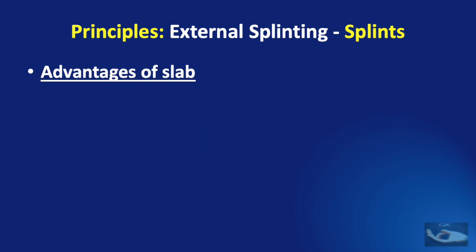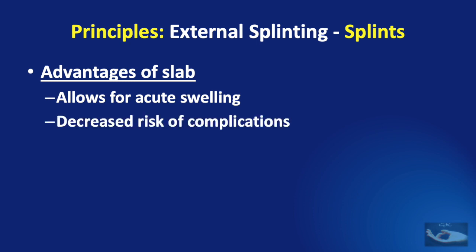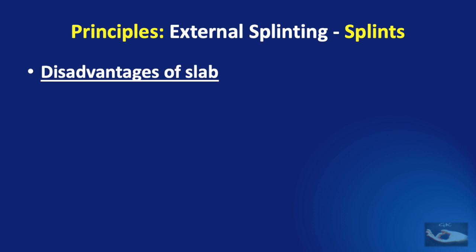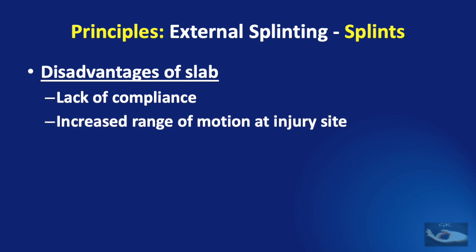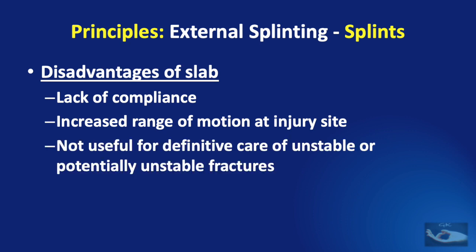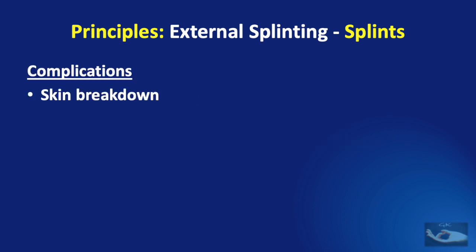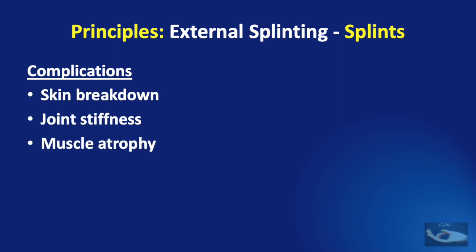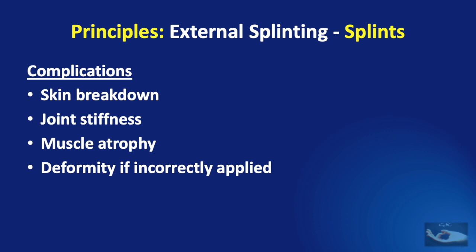The advantages of using a slab are: it allows for acute swelling, decreased risk of complications, and a faster and easier application. And the disadvantages of using a slab are lack of compliance, increased range of motion at the injury site. This is because there is a splint only on one side and the other side is only covered with bandage, and it is not useful for definitive care of unstable or potentially unstable fractures. The complications of slab application could be skin breakdown, joint stiffness and muscle atrophy if applied for too long, and deformity if it has been incorrectly applied.